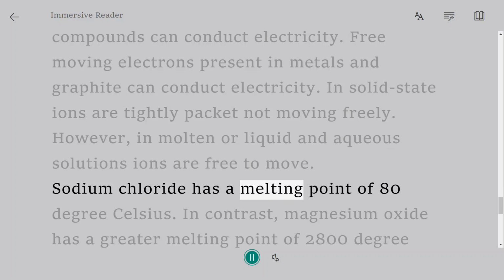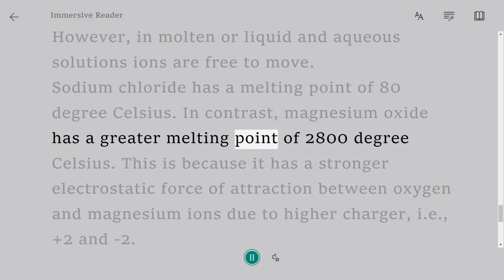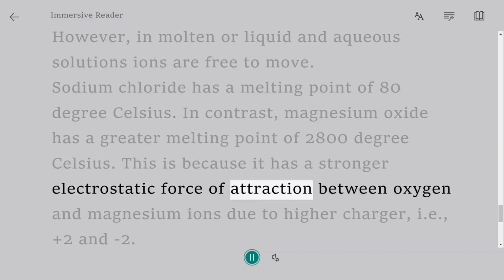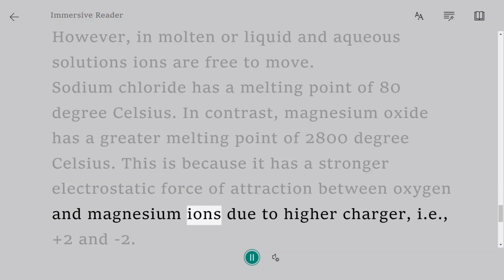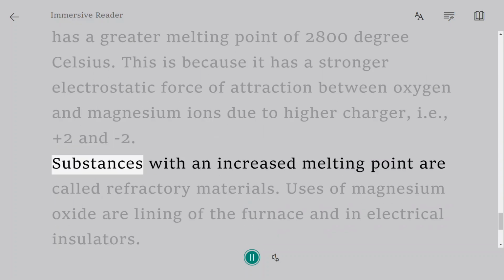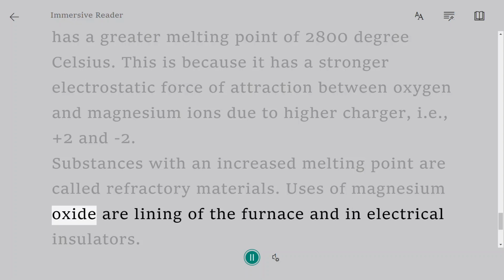Sodium chloride has a melting point of 801 degrees Celsius. In contrast, magnesium oxide has a greater melting point of 2800 degrees Celsius. This is because it has a stronger electrostatic force of attraction between oxygen and magnesium ions due to higher charges, i.e., +2 and -2. Substances with an increased melting point are called refractory materials. Uses of magnesium oxide are lining of the furnace and in electrical insulators.